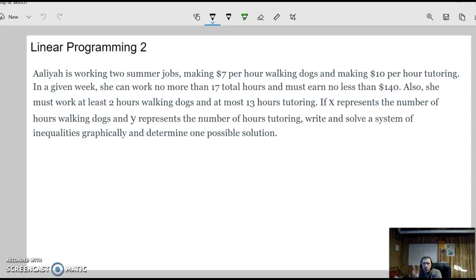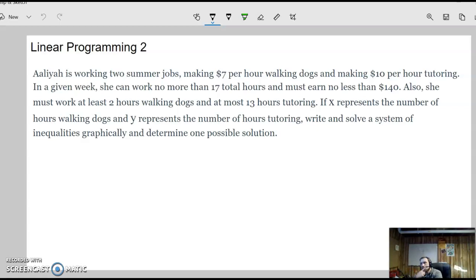So Aaliyah is working two summer jobs, making $7 per hour walking dogs and $10 per hour tutoring. In a given week, she can work no more than 17 total hours and must earn no less than $140. Also, she must work at least 2 hours walking dogs and at most 13 hours of tutoring.